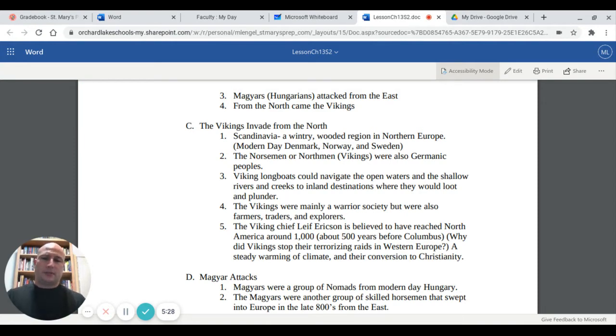So one of the big factors that led Vikings to stop their terrorizing raids in Western Europe was a steady warming of the climate, which allowed their homelands the ability to grow greater crops that are edible. And then also the spread of Christianity. A lot of Vikings eventually converted to Christianity, started to embrace the nonviolent movements and the teachings of Jesus Christ.